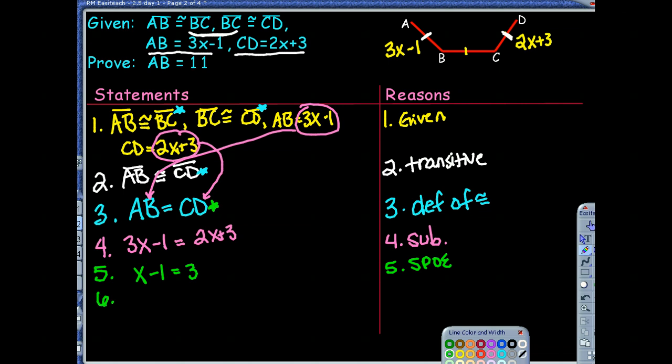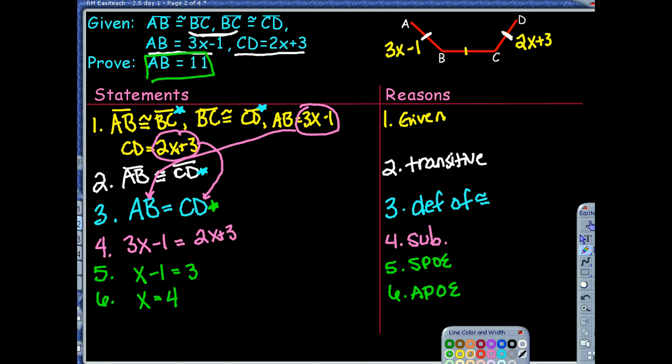Okay, so now what? To get x by itself? Add 1 to both sides. So x would equal 4. So it would be the addition property of equality, because we added the exact same thing to both sides of our equation. Okay, am I done? I solved for x. Do you think we're done? No, because I have to find the length of AB. Or not find, we have to prove that AB's length is 11.